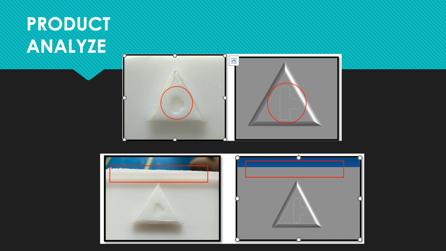For our product analysis, there are some differences from our original drawing. For example, from the part dimensions, there are some specific parts that have not been cut. So we use a knife to cut the area that has not been cut. For product improvement, we advise using the appropriate tool for the cutting process.